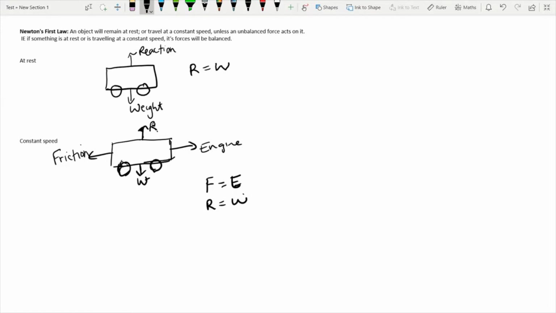So, for example, a rocket in space, in deep space, there's no air resistance, there's no friction to slow it down. So if a rocket's moving at a constant speed in deep space, it will continue to move at a constant speed in deep space because there's nothing to stop it. So it just continues moving in a straight line at constant speed.